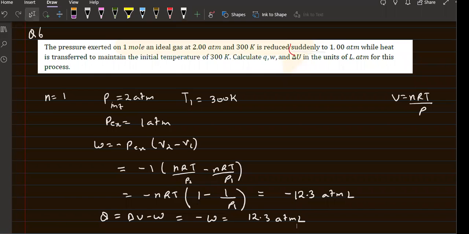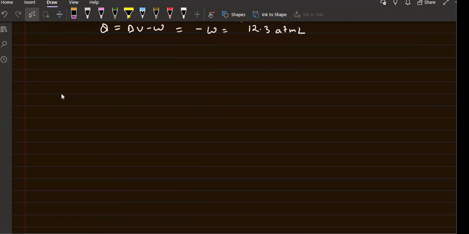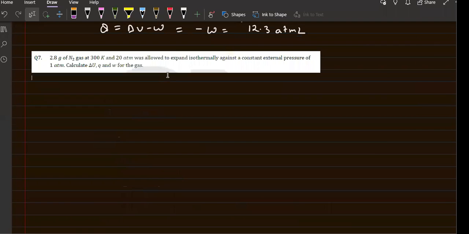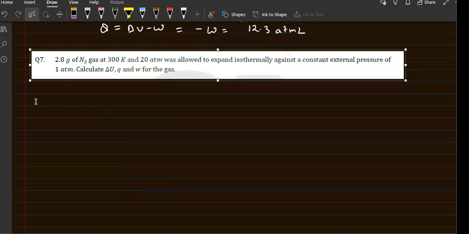Okay, I guess all of you have gone through this problem. Let's solve question number 7. So we have 2.8 gram of N2, so you can find the number of moles of N2. The number of moles of N2 is equal to 2.8 by 28.